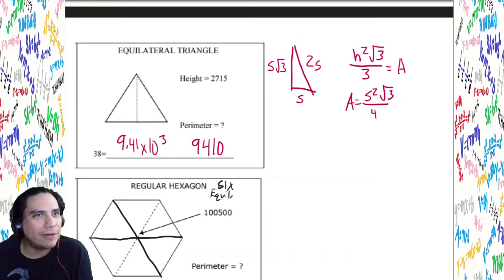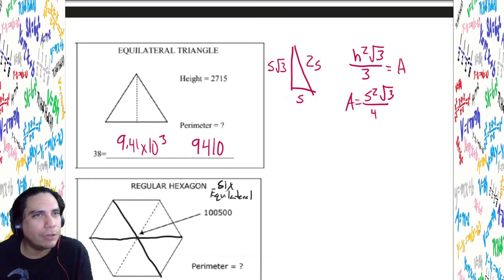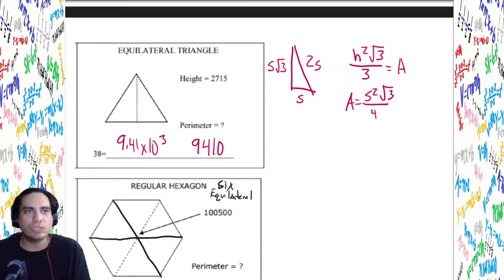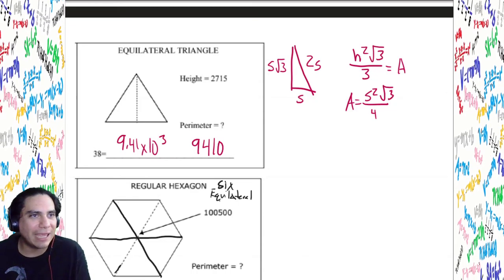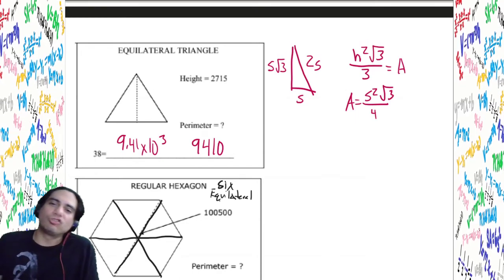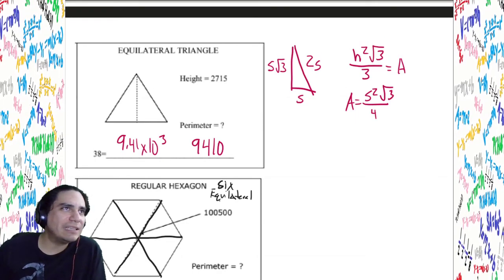Hexagon. A hexagon is 6. Equilateral triangles, man. Wow, that's pretty cool. There's 6 equilaterals inside. You don't see them? I see them right there. Look at that right there. And so here's the deal with this problem.